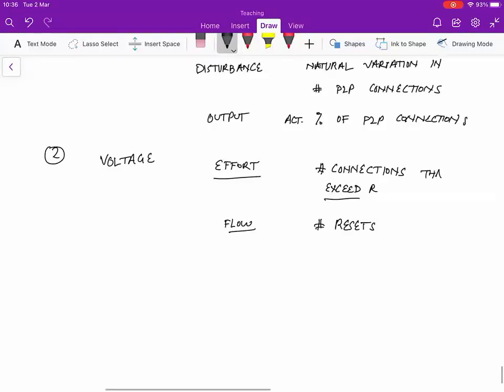Can the effort be the number of endpoints trying to make the connection, and the flow be the actual number of P2P connections? Yeah, the thing is that if the number of connections that the endpoints want to make is less than R, in some sense we don't have any need to do any effort. We're not causing any effort. One could argue that the effort above a certain threshold is what we care about.